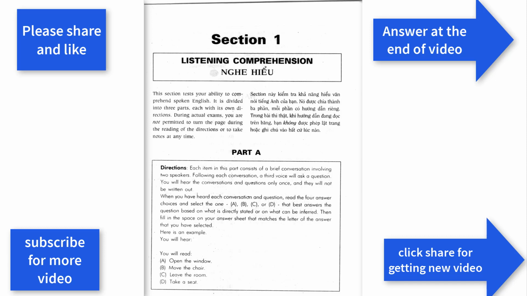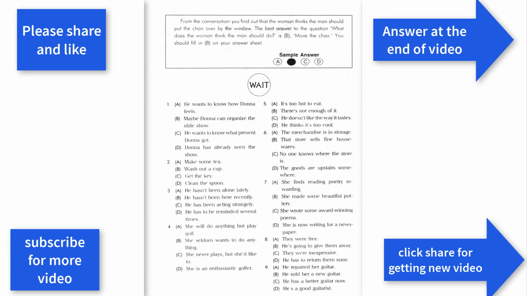From the conversation, you find out that the woman thinks the man should put the chair over by the window. The best answer to the question, what does the woman think the man should do, is B, move the chair. You should fill in B on your answer sheet. Now let's begin with the first conversation.